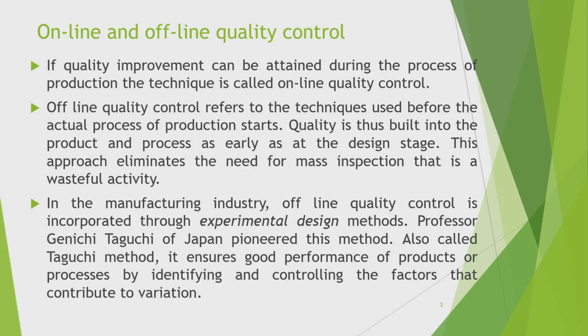First, I want to tell something about on-line and off-line quality control. If quality improvement can be attained during the process of production, the technique is called on-line quality control, and the control chart helps in on-line quality control. Off-line quality control refers to the techniques used before the actual process of production starts. Quality is thus built into the product and process as early as at the design stage.